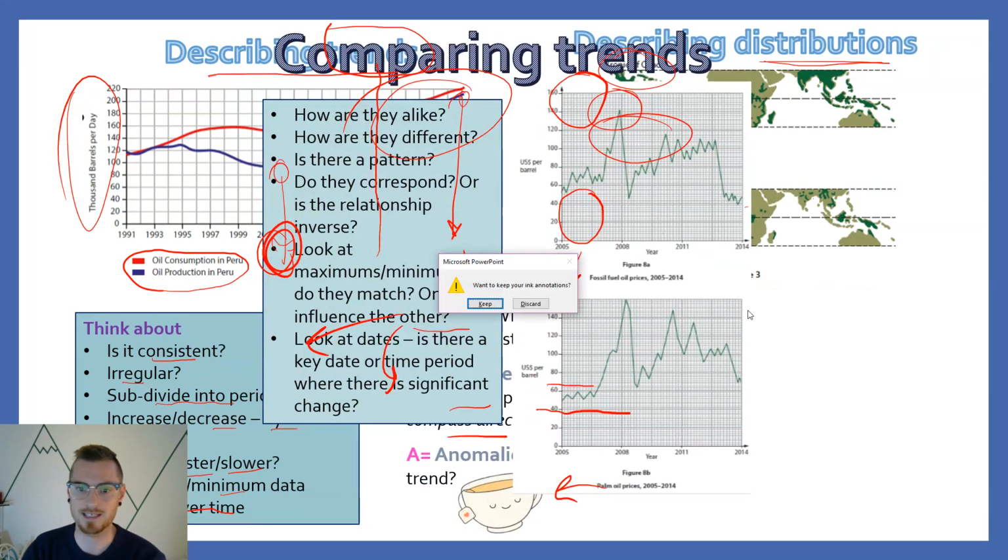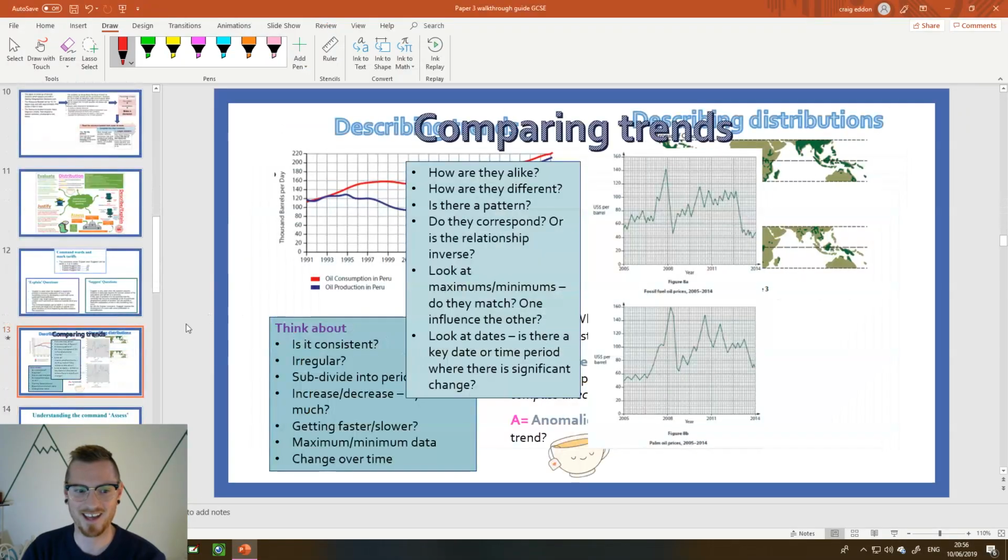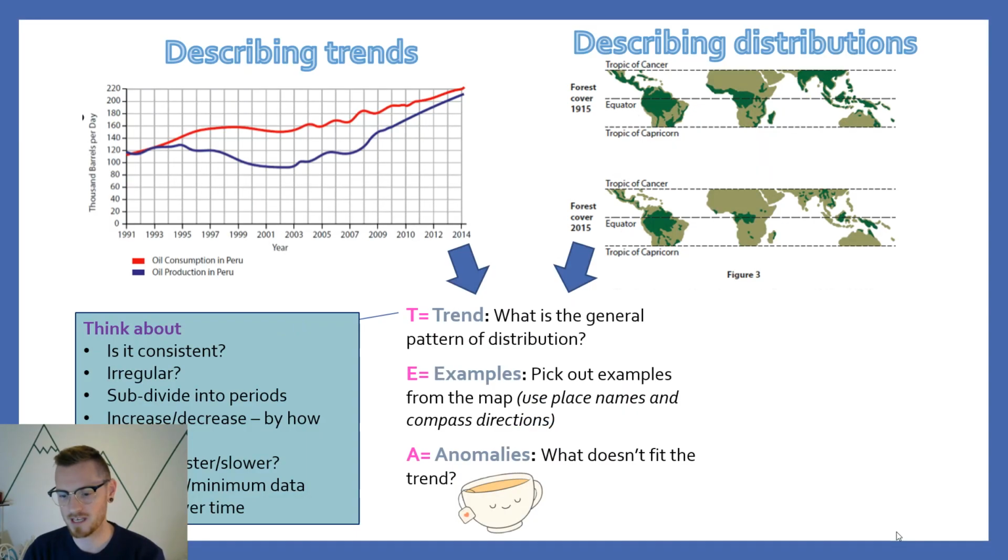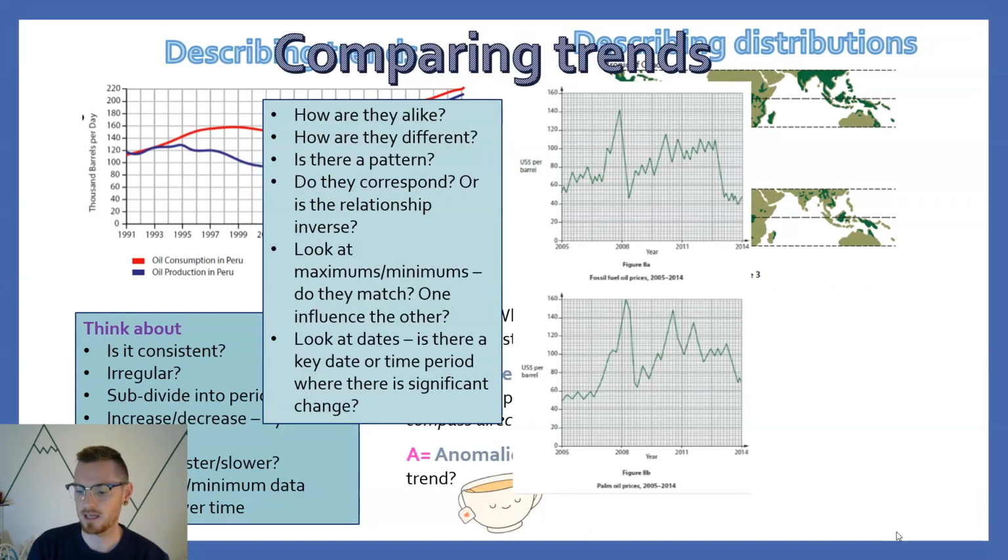Now let's just discard that and let's pop this up. Another type of question you may get, very similar, is comparing trends. So you might be given two resources, and you can approach it in a similar way to just describing the trends or distributions that I've just gone through. But with this question, compare them. How alike are they? How different are they? Is there a pattern? Do they correspond? So is there a relationship?